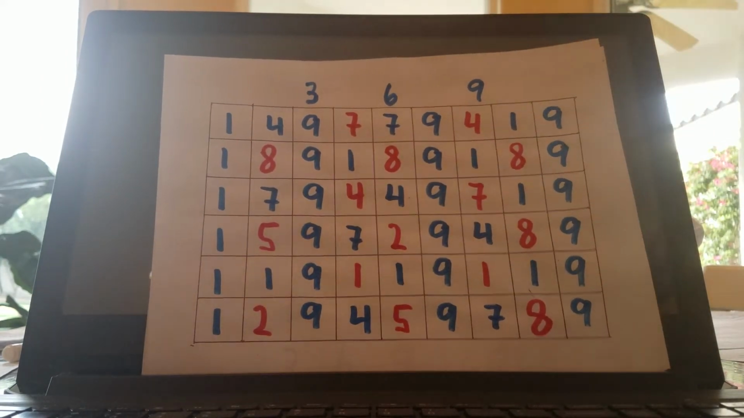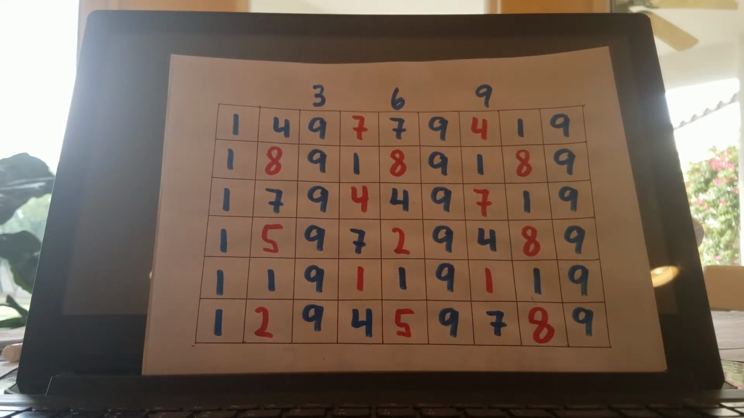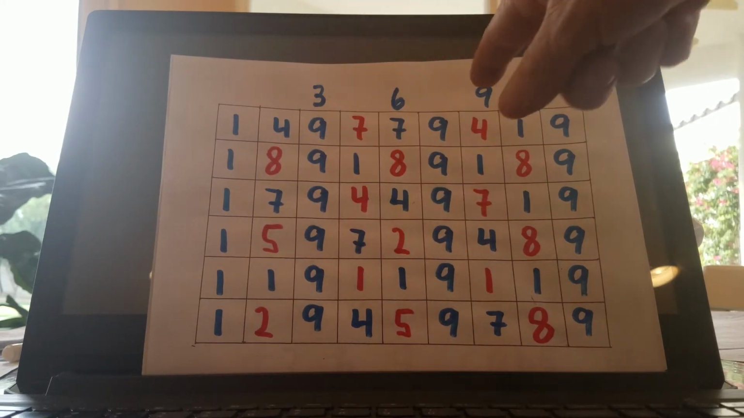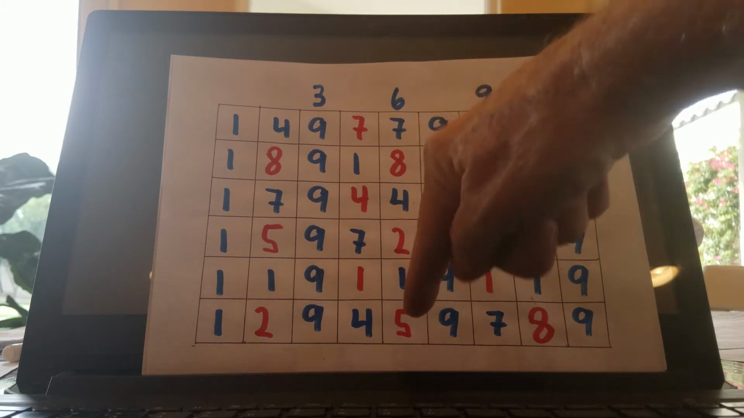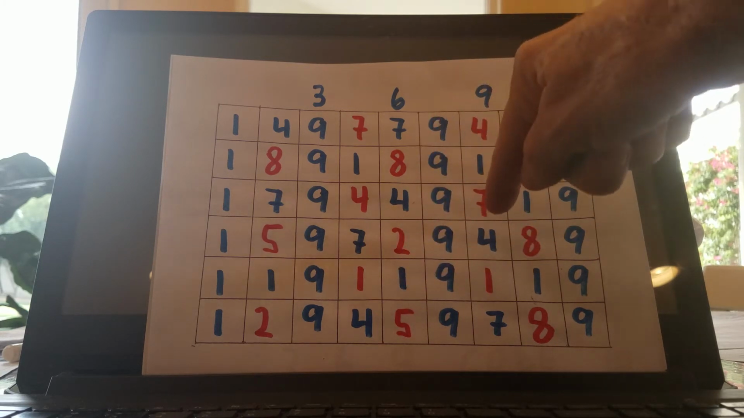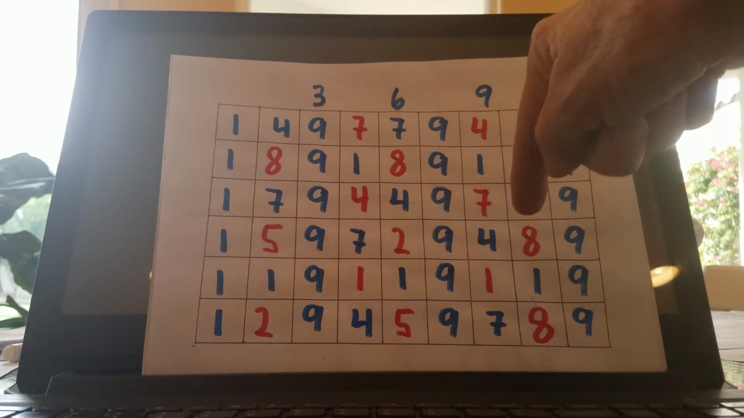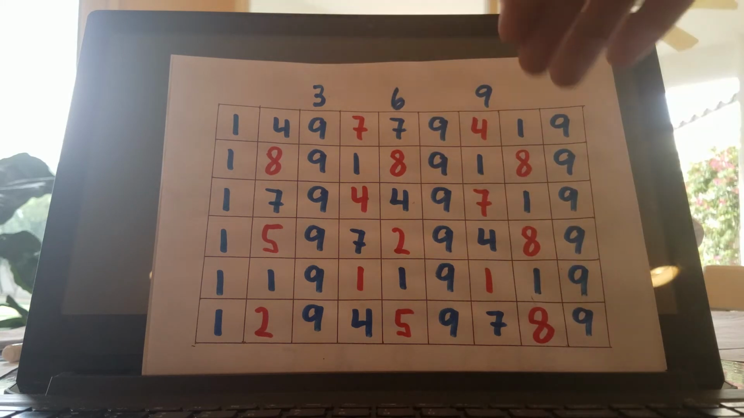What if we look at it like this? 8 and 5 and 2 is 6. 7 and 4 and 1 is 3. 8 and 2 and 5 is 6. 4 and 7 and 1 is 3. 8 and 8 and 8 is 6. So we're getting 3, 6, 9 because it happens three ways.